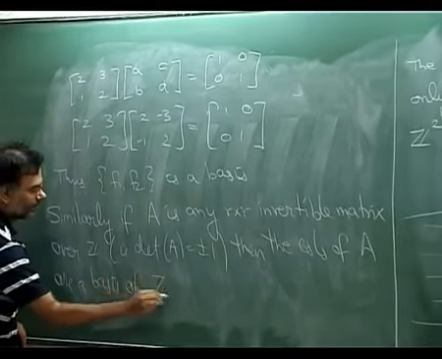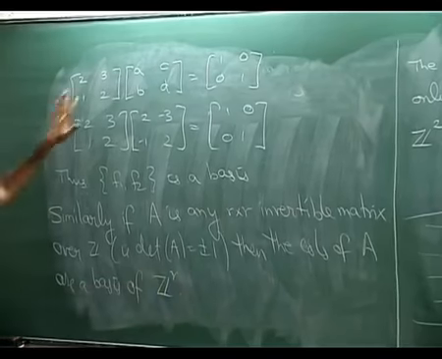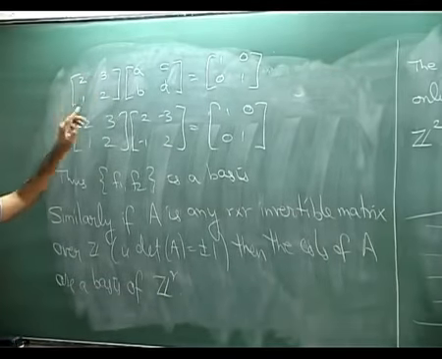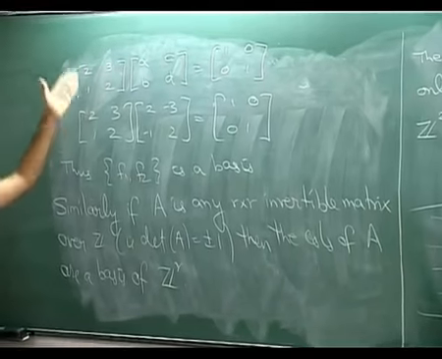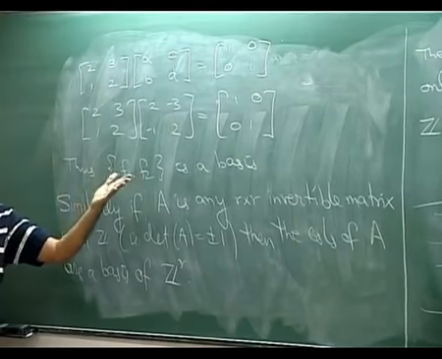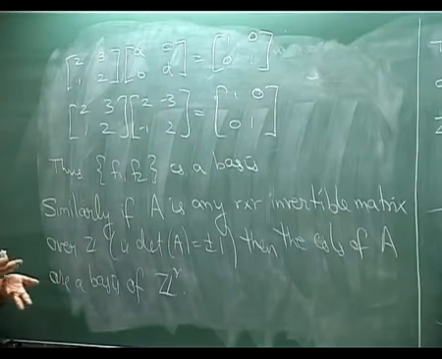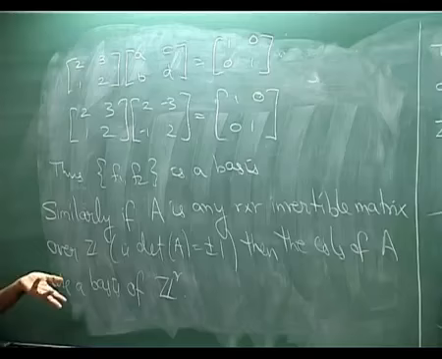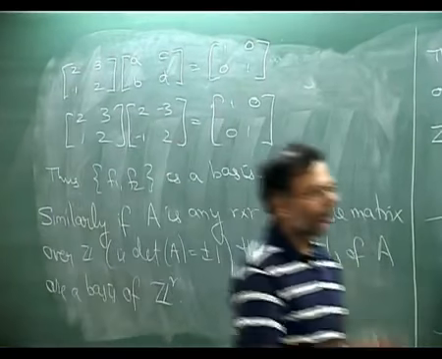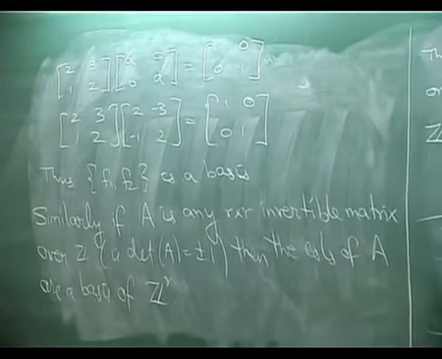of Z^R. So here is a matrix, an invertible matrix over Z, its columns are F1 and F2, and they are a basis of Z^2. In general, the same proof will work even in the R by R case. There is nothing special about the 2 by 2 I used. You can do this proof word for word in general.